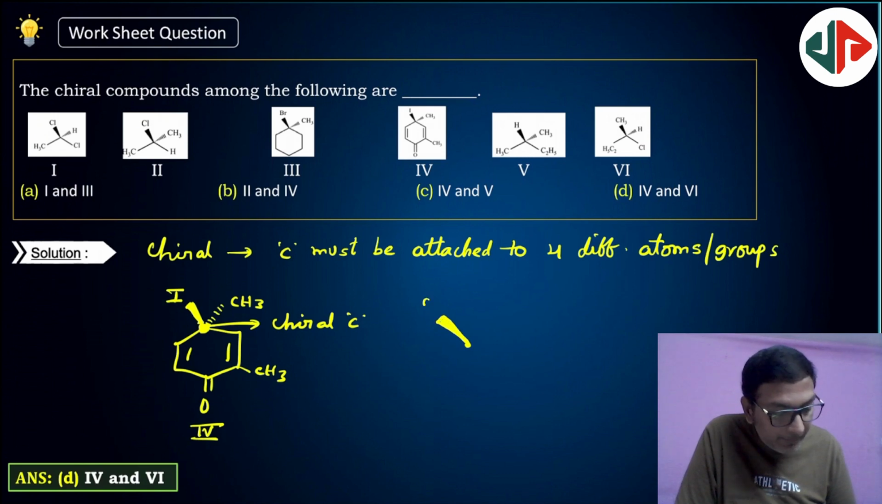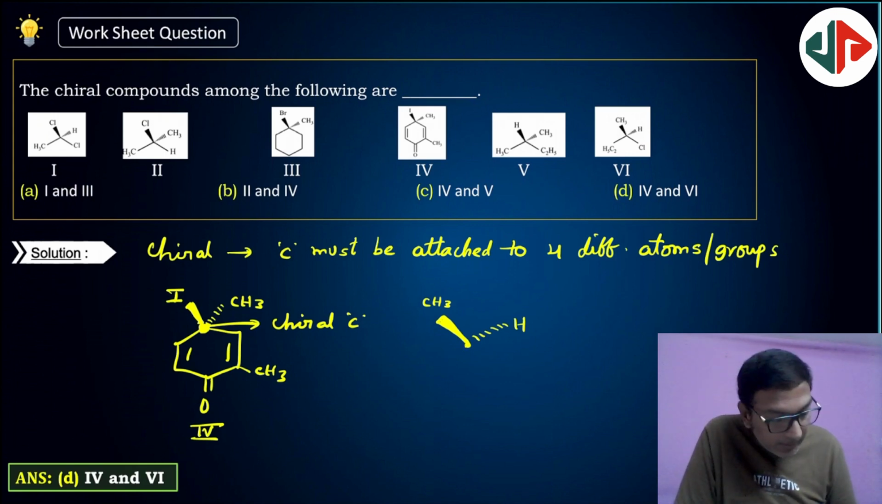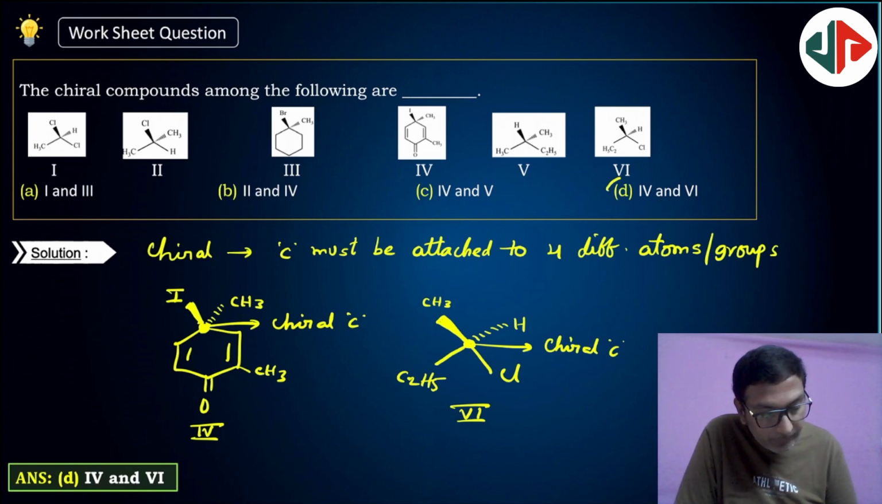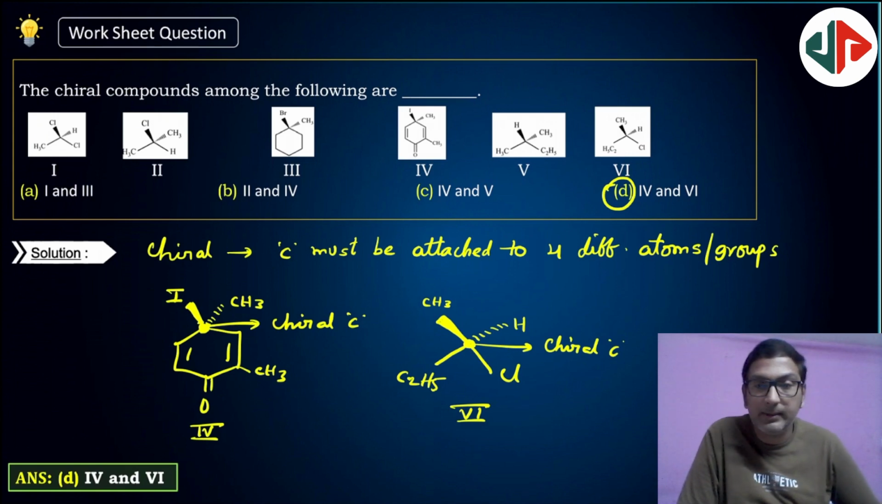CH3 above the plane, H below the plane. Next, C2H5, ethyl, and Cl. So this is also a chiral carbon. So this is the sixth compound. Therefore, compounds 4 and 6 have chiral centers. The carbon atom is attached to 4 different groups.